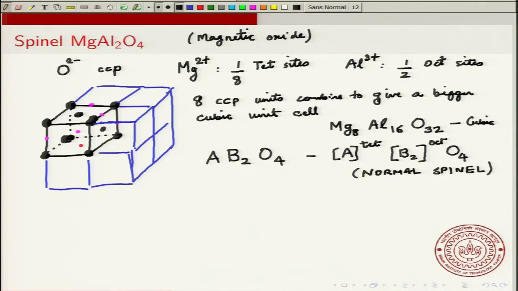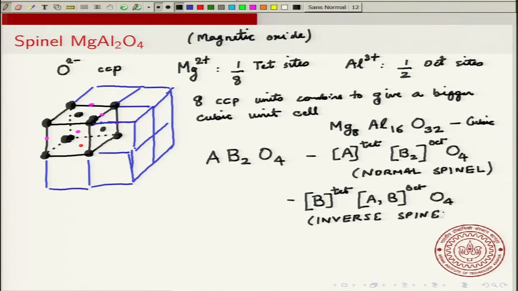There is another closely related structure, where instead of having A at the tetrahedral sites, you have B. You have half of the B's at the tetrahedral sites, and the octahedral sites are partially occupied by both A and B. So this is a related structure, where the only difference is that instead of having all A's at the tetrahedral sites, you have B at the tetrahedral sites, and A and B together occupy the octahedral sites. This is referred to as inverse spinel, and this is also a structure that is found in nature.